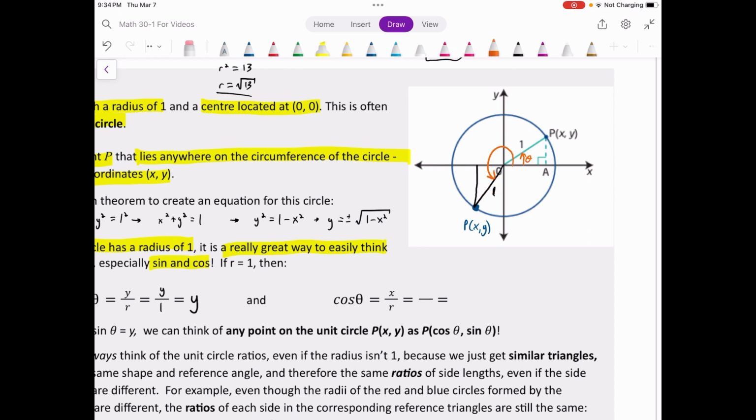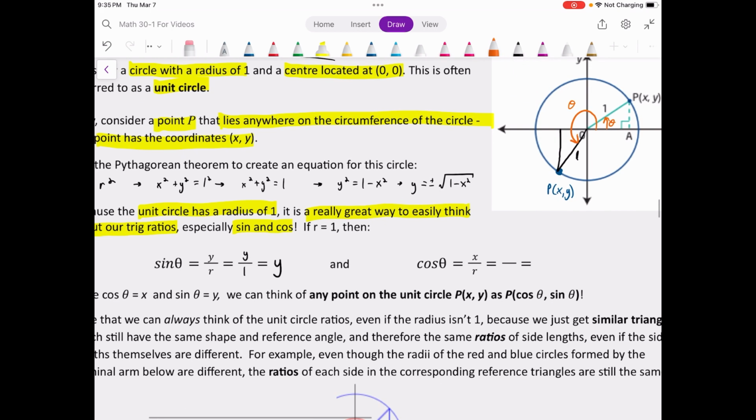What is the sine of that angle that I just drew? Well, it would be y over r. Y over 1, it would be y, right? Whatever the y coordinate of this point is, that is the sine of that angle, okay? Because r is just 1 and sine is y over r.